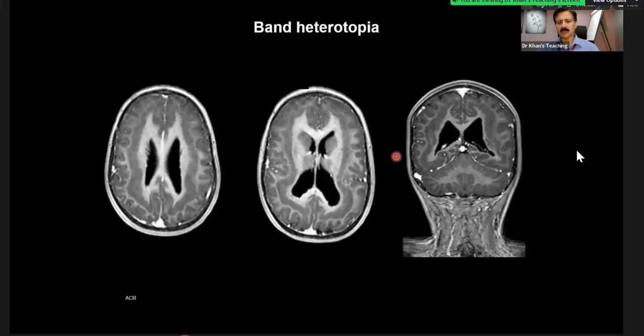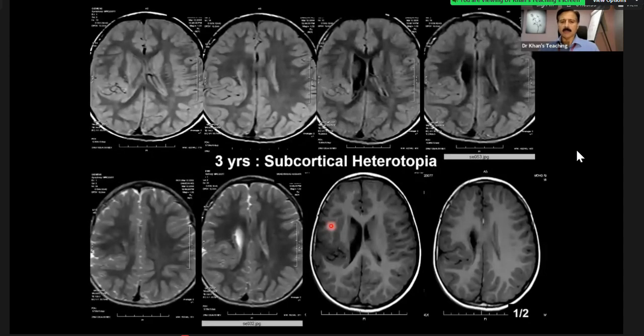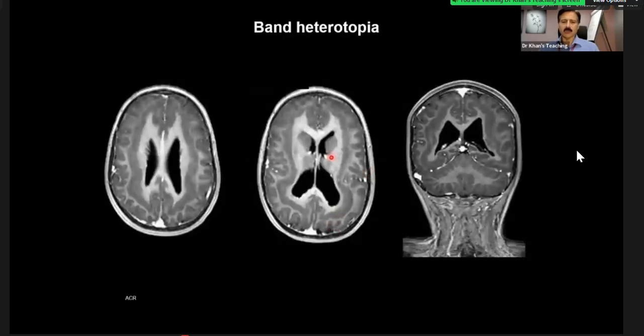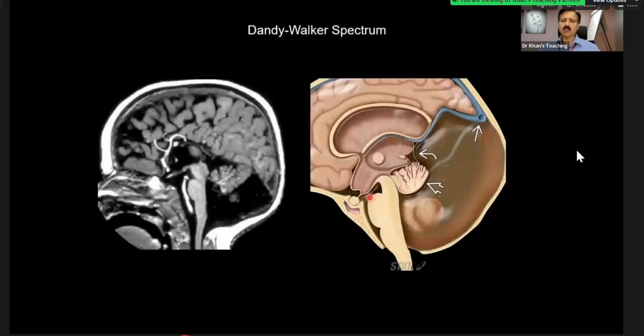Third type is this type, which is known as band heterotopia, in which the gray matter cells are bilateral symmetrical, so this particular example becomes more difficult. But you can see that there is white matter, then there is gray matter, and then there is white matter as a band. I've seen this come in the exam. Band might be more difficult, but you should know this.